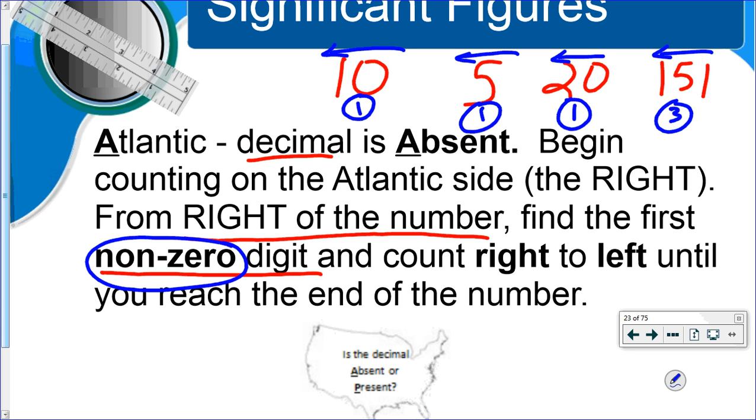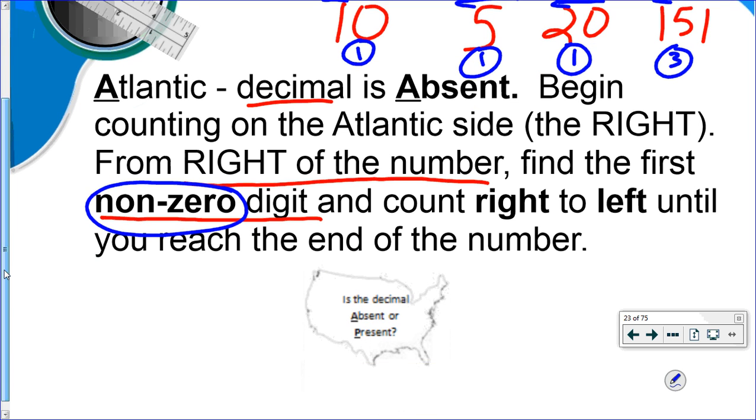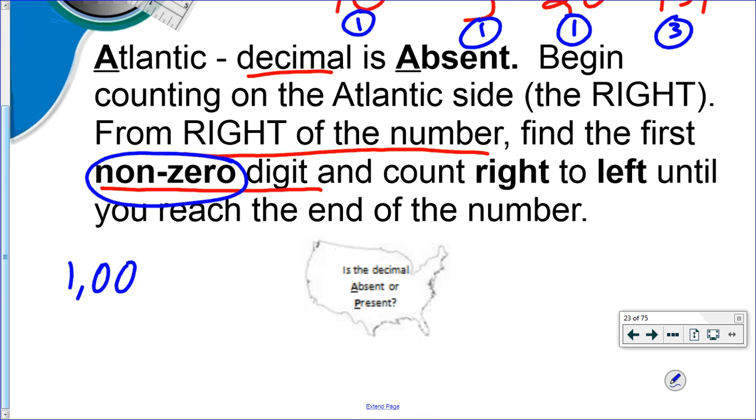Because I'm counting from right to left, starting with my first non-zero number, zeros don't count. Not when you're going from right to left, correct. Okay? So let's say I have the number 1 million meters. How many sig figs do I have here? 1. Just 1. Yes, ma'am.